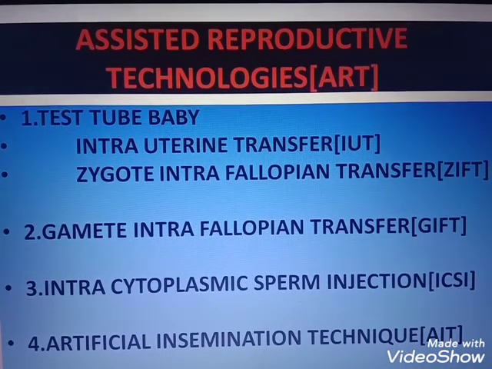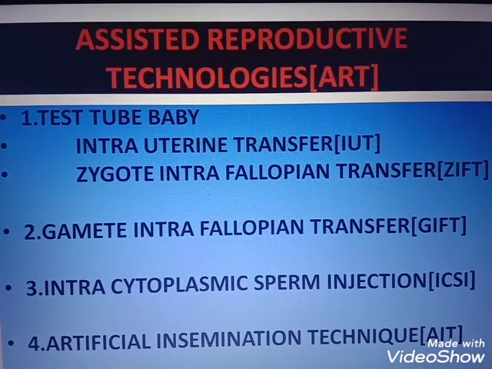Next one is GIFT, gamete intrafallopian transfer. The technique is employed in females who cannot produce ova but can provide a suitable environment for fertilization and further development of the embryo in the fallopian tubes. So this lady can't produce ova but all other facilities are well maintained in the female body. In this method both sperms and unfertilized oocytes are transferred into the fallopian tubes of the female, and the fertilization takes place inside the body of the female.